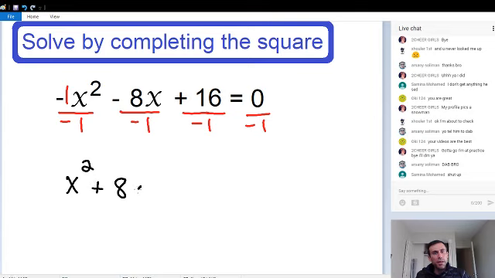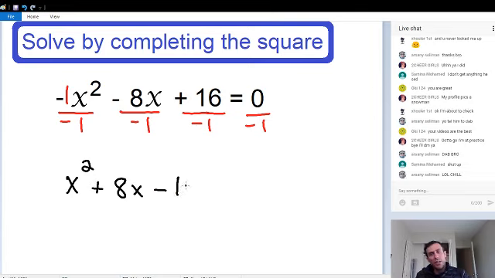so now we'll have a positive 8x. Positive 16 over negative 1 is equal to negative 16. And on the right-hand side, we have 0 over negative 1, which is just equal to 0. All right. So now at this point, we need to add our constant of 16 to both sides. We need to bring the constant to the right-hand side of the equation, and this is step number 2.